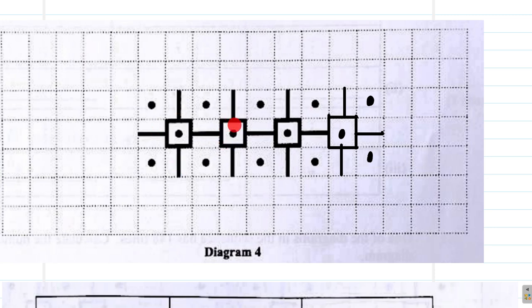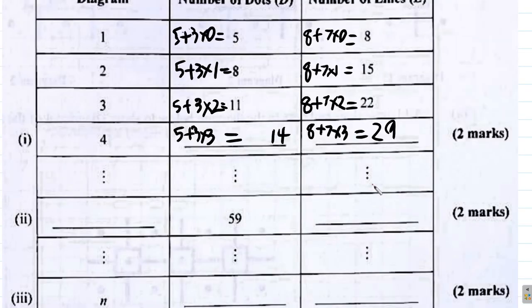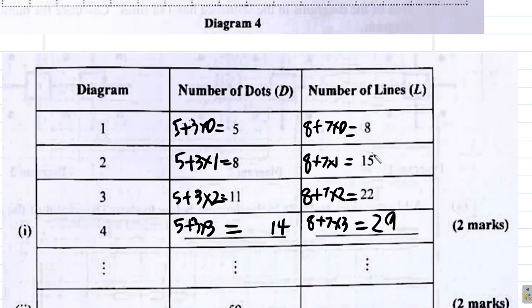Alright. 4 more, that's 9, 10, 11, 12, 13, 14, 15, 16, 17, 18, 19, 20, 21, 22, 23, 24, 25, 26, 27, 28, 29. Right, so it's indeed 29. Alright? So you have 29 there. But guess what now?